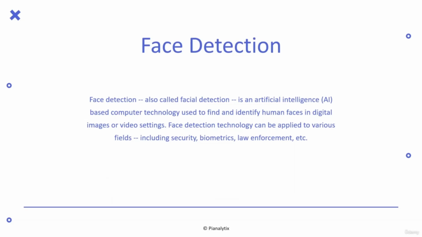Now face detection, also called facial detection, is an artificial intelligence based computer technology used to find and identify human faces in digital images or video settings. Face detection technology can be applied to various fields that may be security, biometrics, law enforcement, etc. There's a subdomain in face detection, that is face analysis, where we help identify which part of an image or maybe video should be focused on to determine age, gender, emotions, etc.